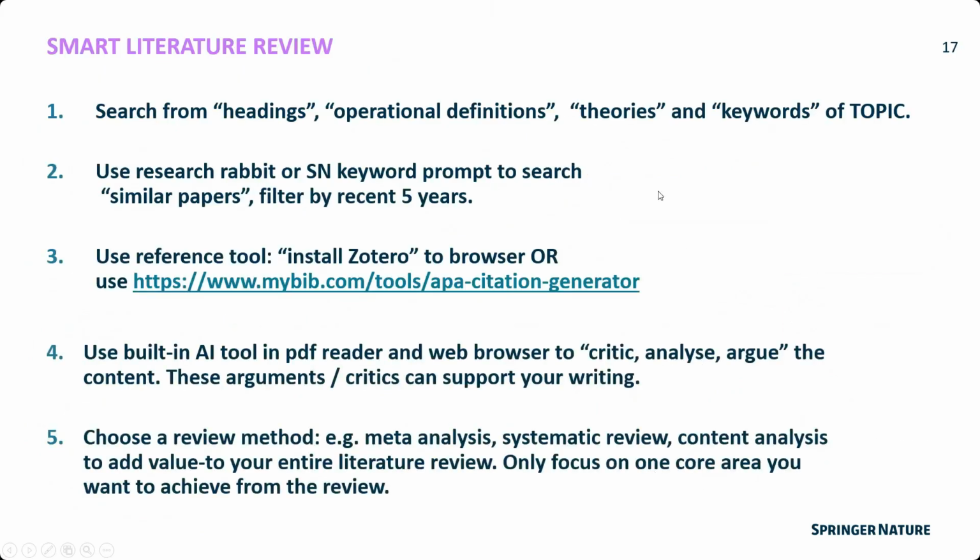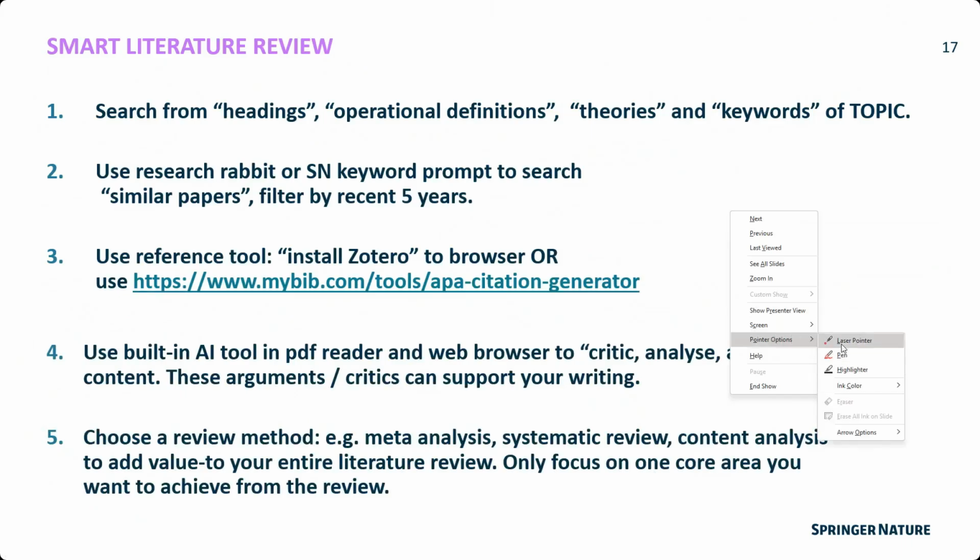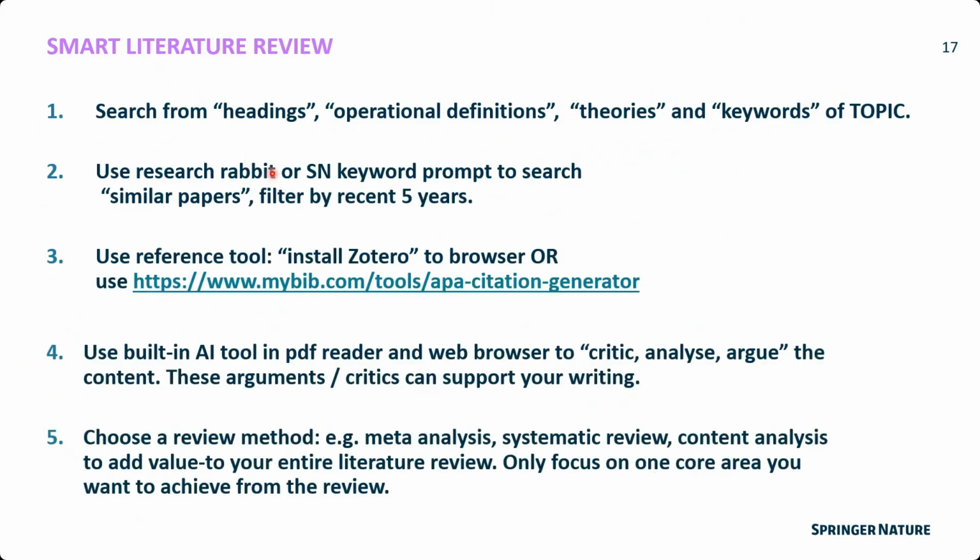So another smart way to do your literature review is that you can use Research Rabbit. I will show you later if I have time. Research Rabbit is a free website where you just copy the DOI or the title of the article, and it will show you any other articles that are related to that field or topic.